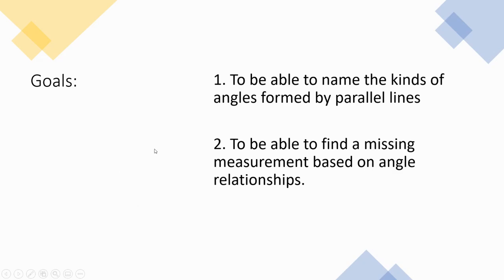Our goals for this lesson are these. Number 1, to be able to name the kinds of angles formed by parallel lines. And number 2, to be able to find a missing measurement based on angle relationships. So number 1 is mostly vocab related. Number 2 is actually measurement related. Let's begin.